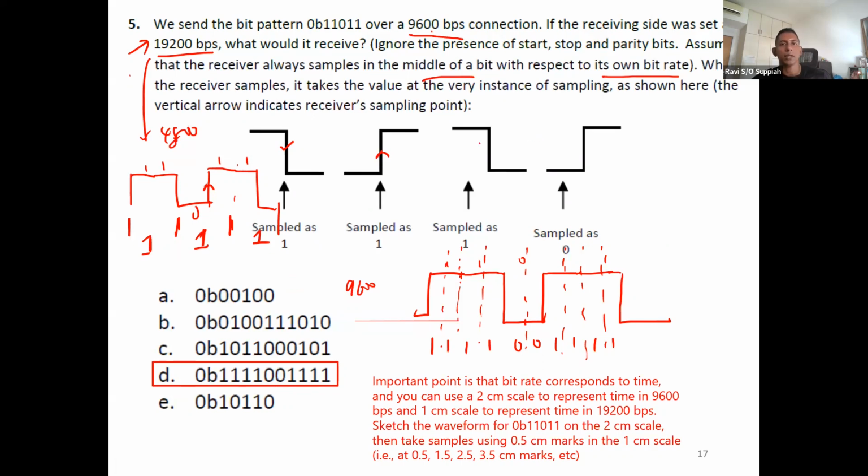Because based on the example given here, if I happen to sample in the middle of a transition, if it's high to low, I take it as 1. If it's low to high, I also take it as 1.